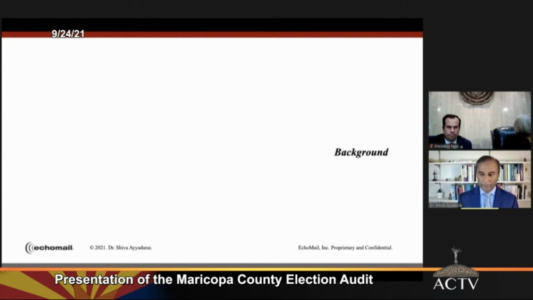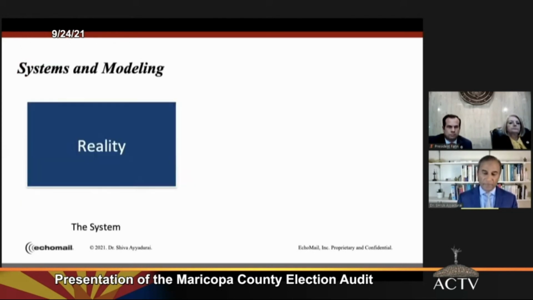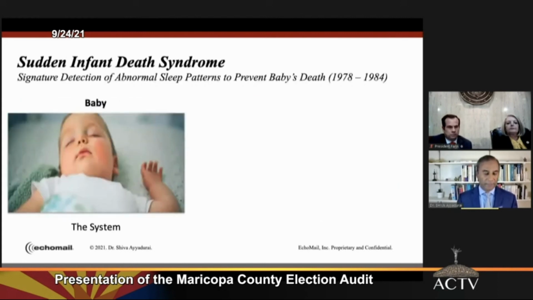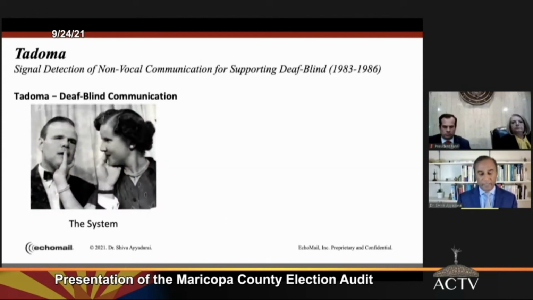So let's begin with a little bit of background. You can read more about it, but I was selected, and I was honored to be selected, because my background for more than 40 years has been in the field of pattern recognition and classification, particularly system science, and it goes back a long period of time. But just very briefly, in this field, you look at reality. In this case, we're looking at the election voting, the early voting ballot system, and then you try to model it. That's typically what scientists and engineers do. For example, for many years, I looked at how babies were processing sleep and tried to understand their system by looking at sleep patterns.